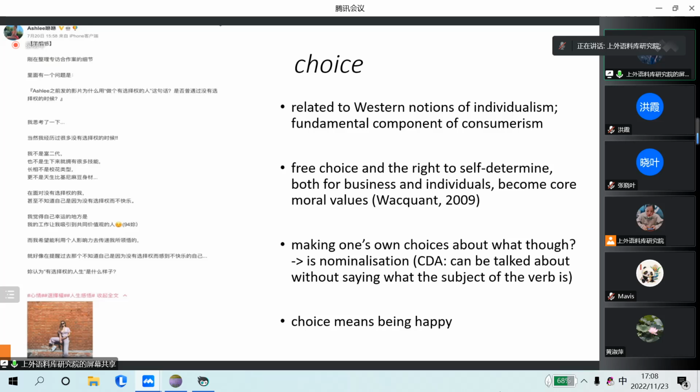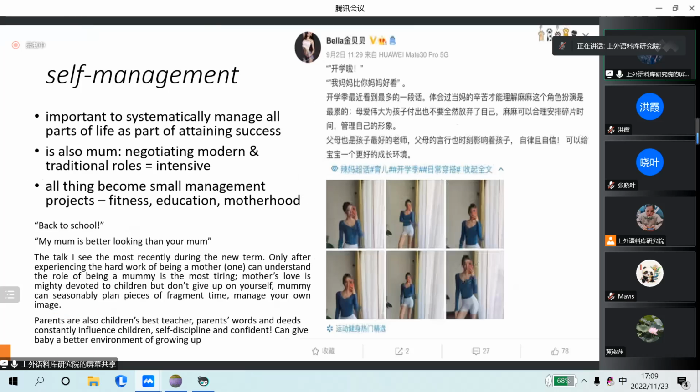But we don't know what she's choosing or what this choice really is. So nominalization in CDA is when you have a noun like choice, but then you can talk about it without saying what the subject of the verb is. So it just becomes a thing that doesn't need to be explained. And here, choice means being happy. Choice means that you're good. "Then I had choice." Okay, so we found a lot of that choosing, that self-determination, but also self-management.